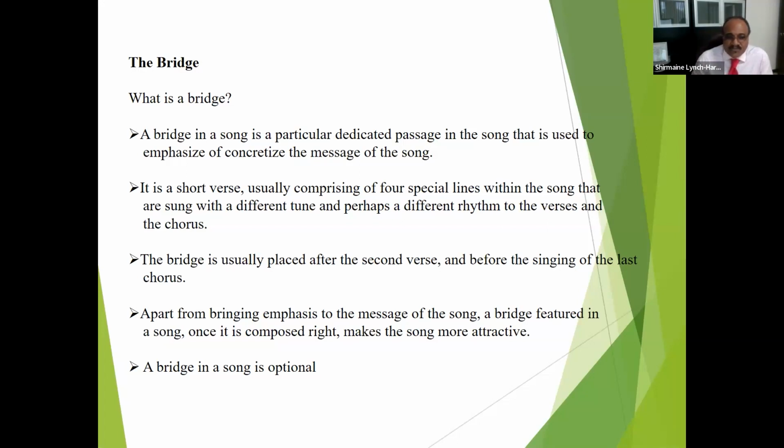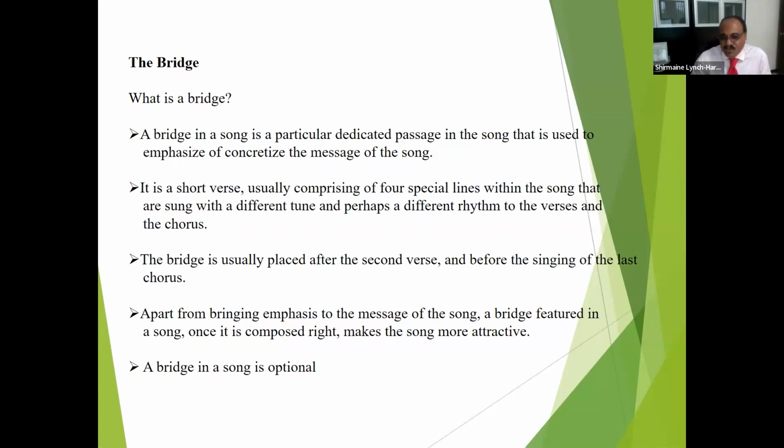It has a different tune. It's not like the chorus. It's not like the verses. It has an offset tune. A bridge is usually placed after the second verse and before the singing of the last chorus. That's important. Don't put your bridge up too high and don't put it down too low, right? Put it just after the second verse. Yeah, it can fit well here.